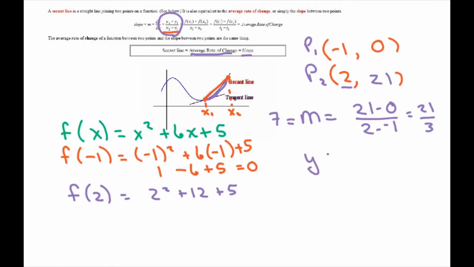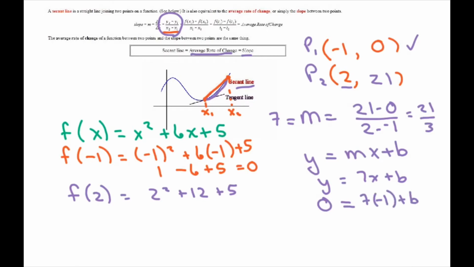Now I'm going to write the equation of my secant line, which is y equals mx plus b, because that's a straight line. You're going to write y equals 7x plus b. Let's go ahead and plug in this point. So you get 0 equals 7 times -1 plus b. So 0 equals -7 plus b. So clearly b is 7, because -7 plus 7 is 0. So your equation of your secant line is y equals 7x plus 7.